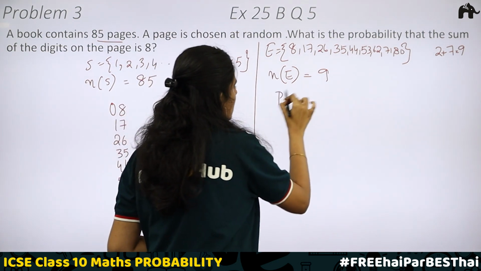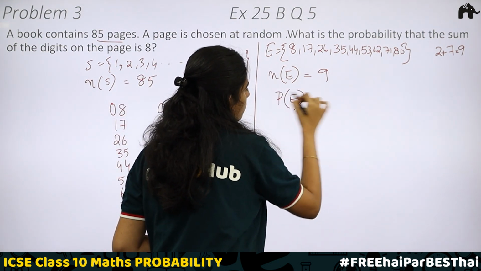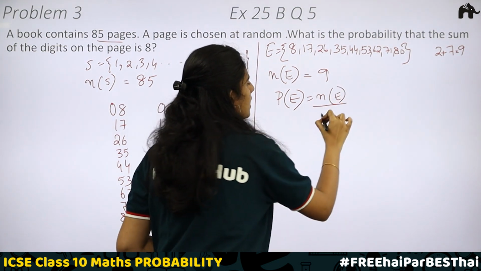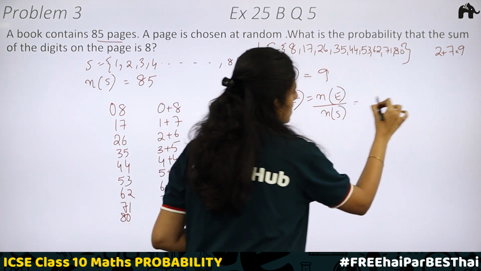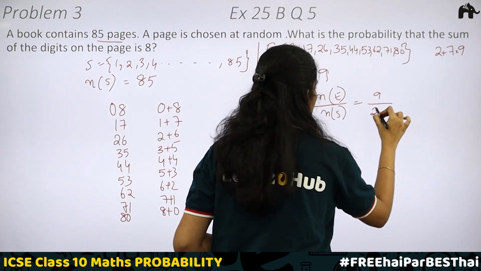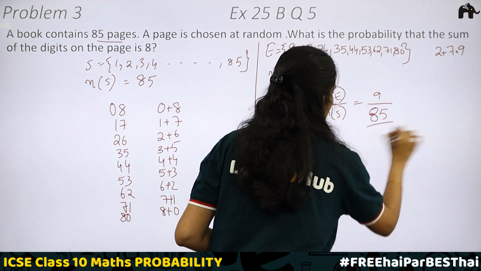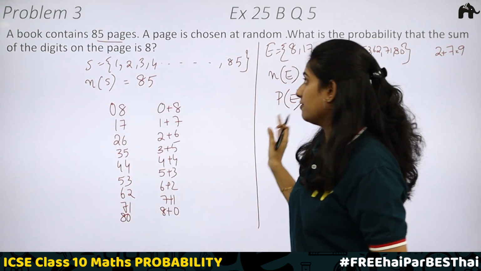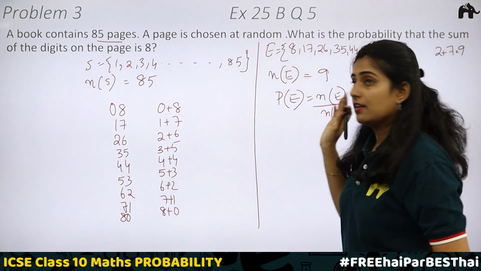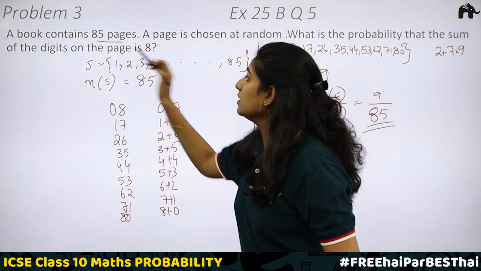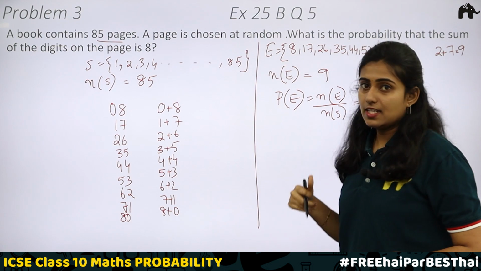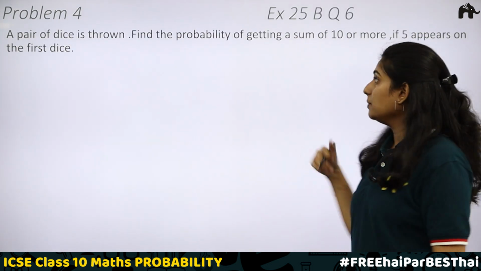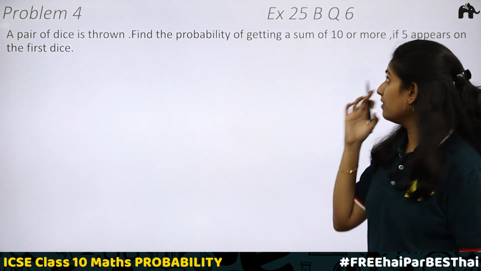Okay. Now we can easily find the probability. P of E will be equal to number of outcomes favorable to the event divided by total number of outcomes, which is equal to 9 divided by 85. Okay, 9 by 85 is your answer. It is the probability of selecting a page which has the sum of the digits on it equal to 8 is equal to 9 by 85. Clear?